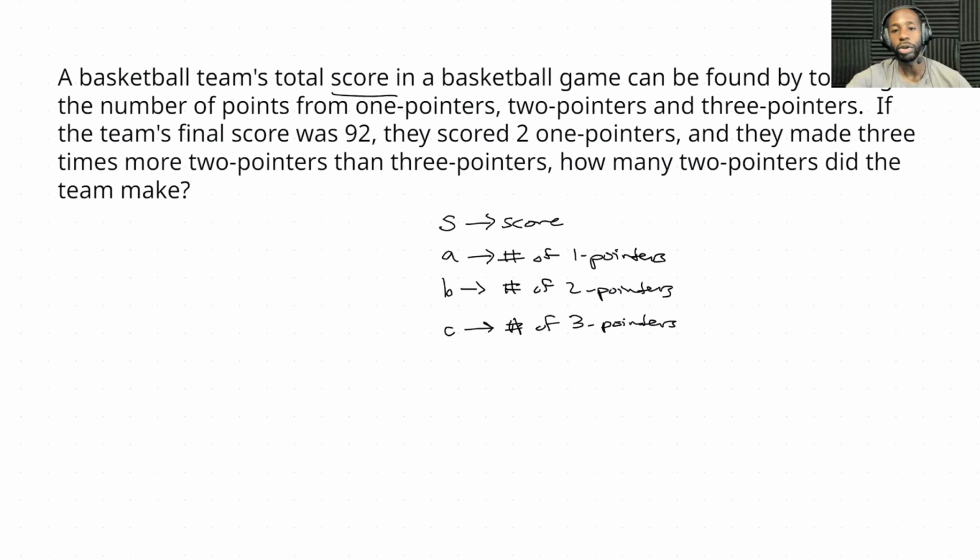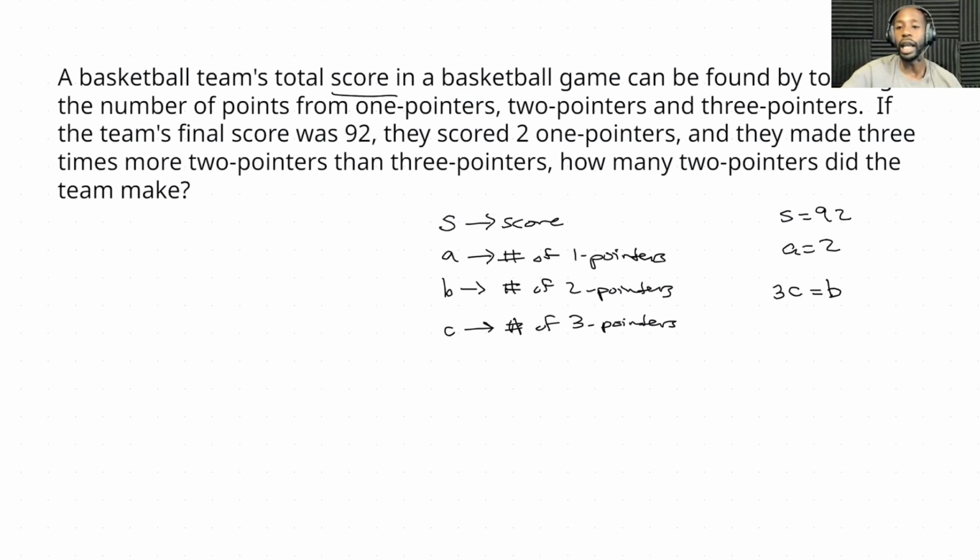Now they say the team's final score was 92. So that means we know that S is equal to 92. They scored 2 1-pointers, so that means that A is equal to 2. Okay. And then they made 3 times more 2-pointers than 3-pointers. How do we quantify that? That means that however many 3-pointers they made, which we denoted with a C, you have to multiply that number times 3 to get the number of 2-pointers, which is B. Okay? Just slow down and make that make sense in your brain.